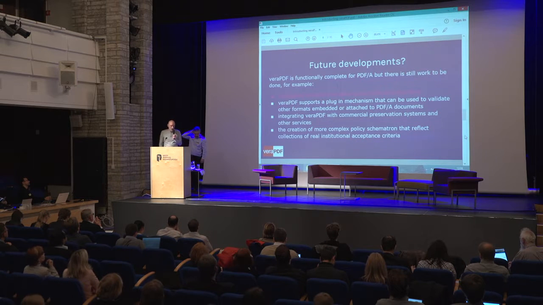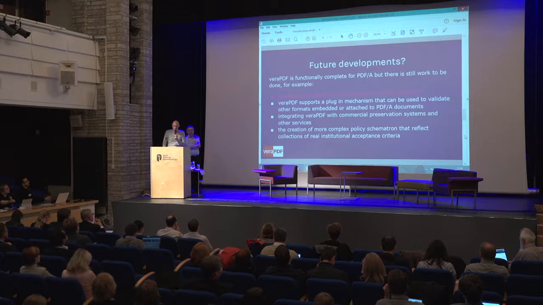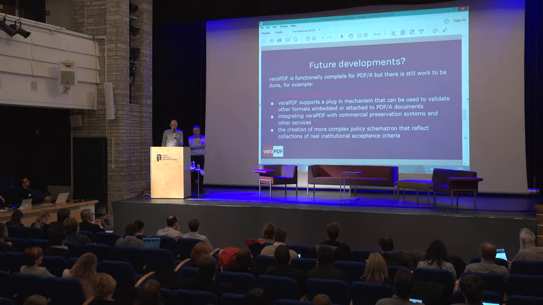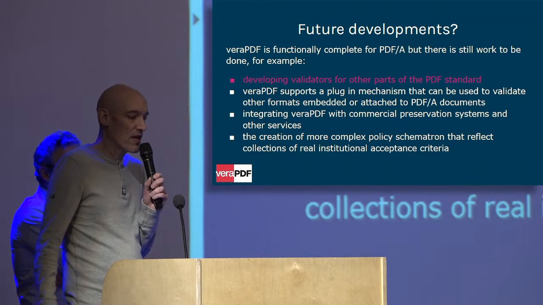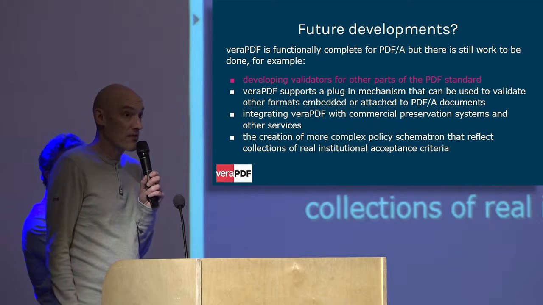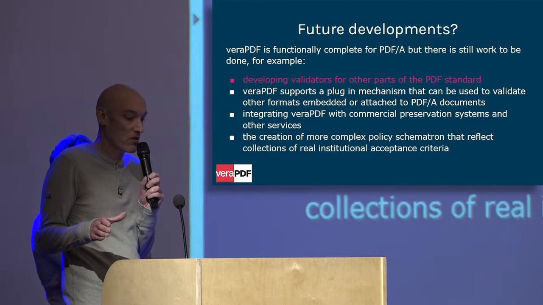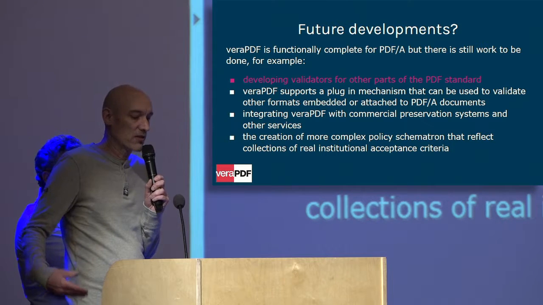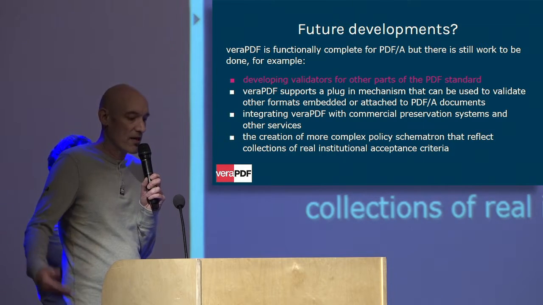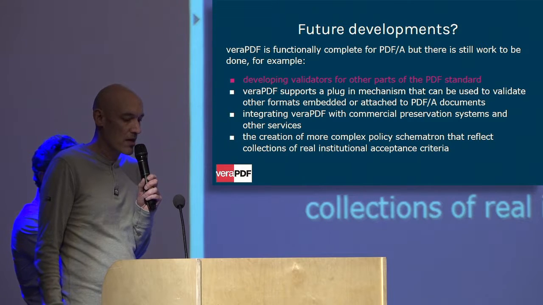Yeah, the only other thing to talk about is a little bit about what we might like to do in the future. Realizing that on the screen, the contrast between the colors that's supposed to highlight the most important points isn't so great. But we're functionally complete for PDFA, but we still see there's work to be done. One example, as you'll see on the next slide, is developing validators for the other parts of the PDF standard. PDFA is just a small niche in a family of standards. The other parts of the standard are important. People will get files that are non-PDFA files, so we need to deal with those.